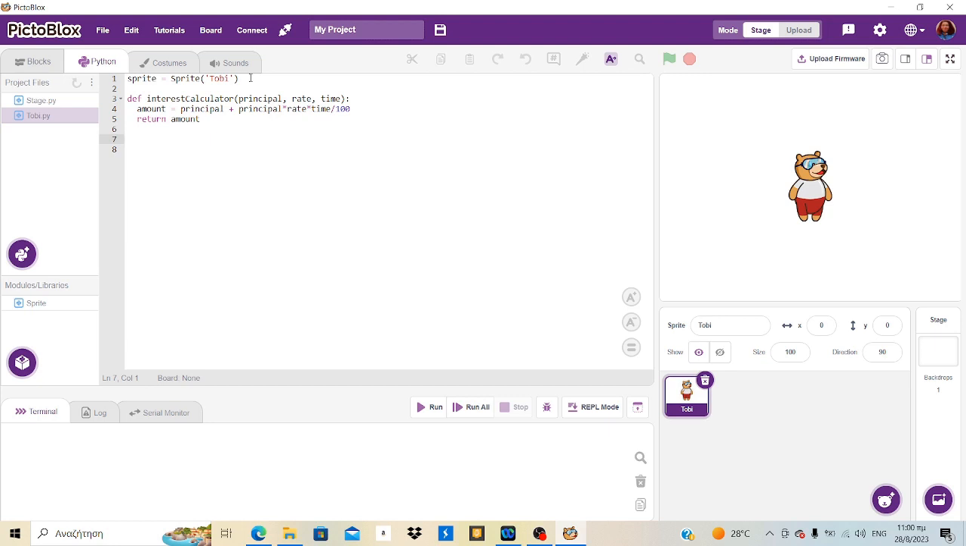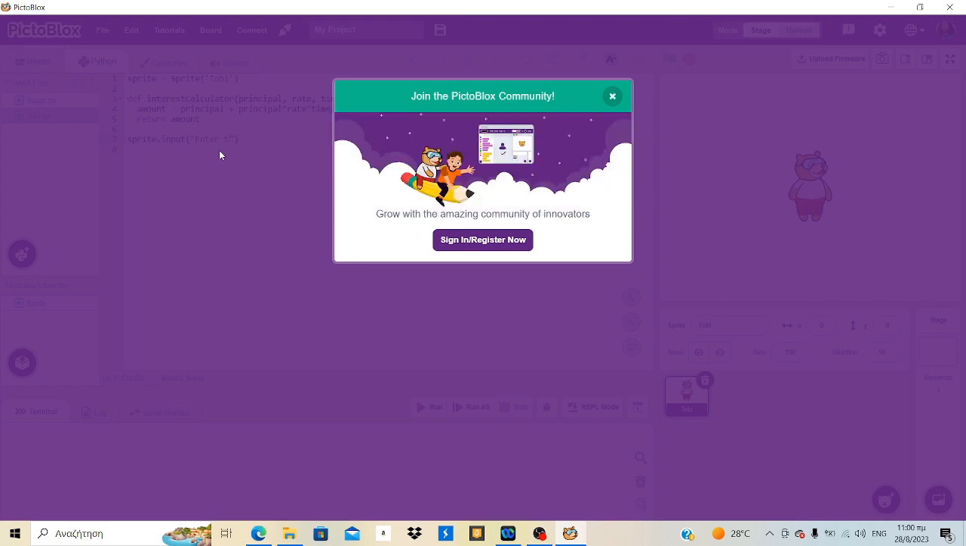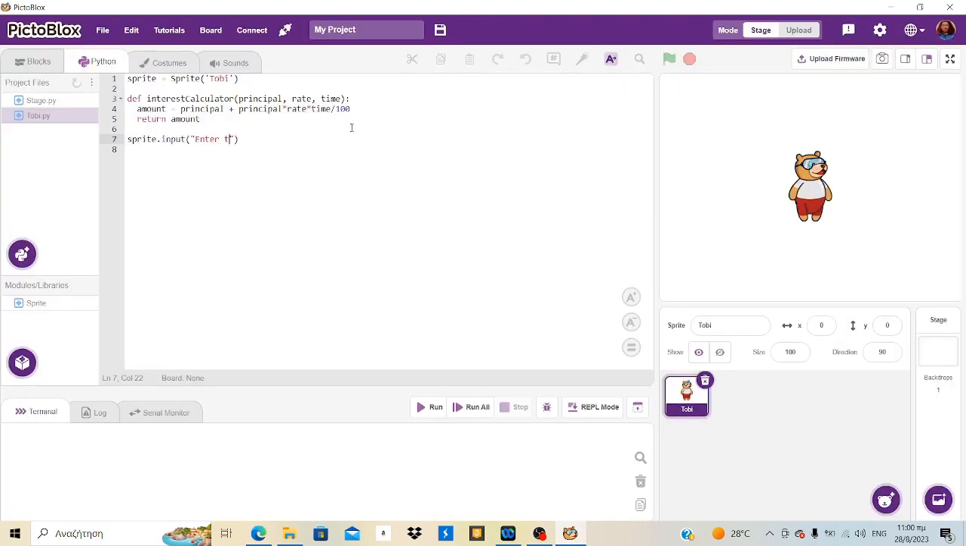So sprite input function is very important for Toby to say enter the principal amount.